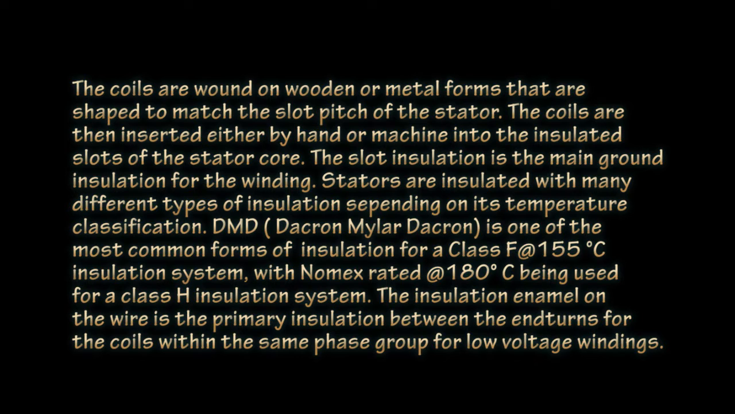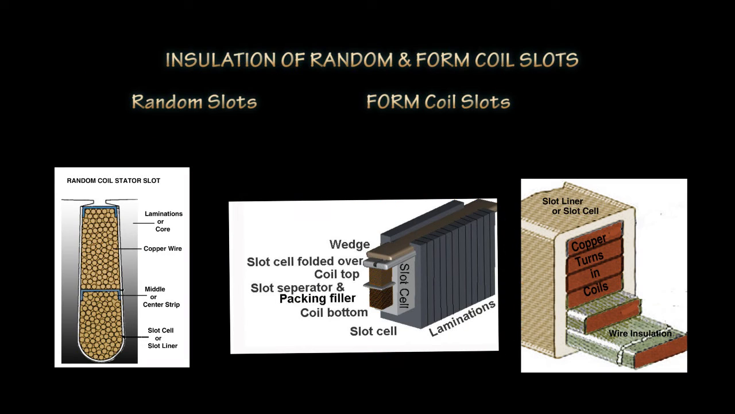Stators are insulated with many different types of insulation depending on their temperature classification. DMD, Dacron Mylar Dacron, is one of the most common forms of insulation for a Class F, 155°C insulation system, with Nomex rated at 180°C being used for a Class H insulation system. The insulation enamel on the wire is the primary insulation between the end turns for the coils within the same phase group for low voltage windings. Insulation of random and form coil slots, random slots, form coil slots.